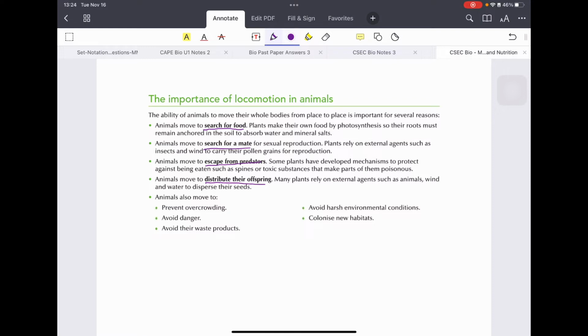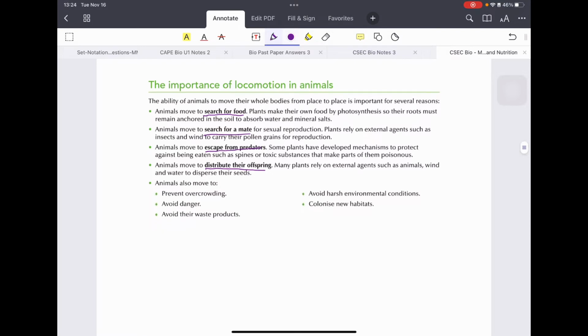Okay, that's what we mean by distributing the offspring. And we have some minor importance as well, to avoid overcrowding. That's just like distributing your offspring, right? You don't want 100 of your offspring in the same area.